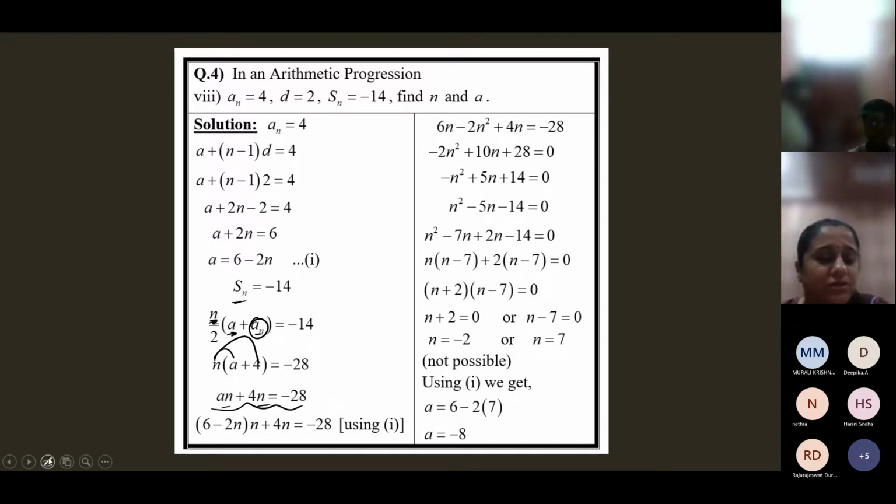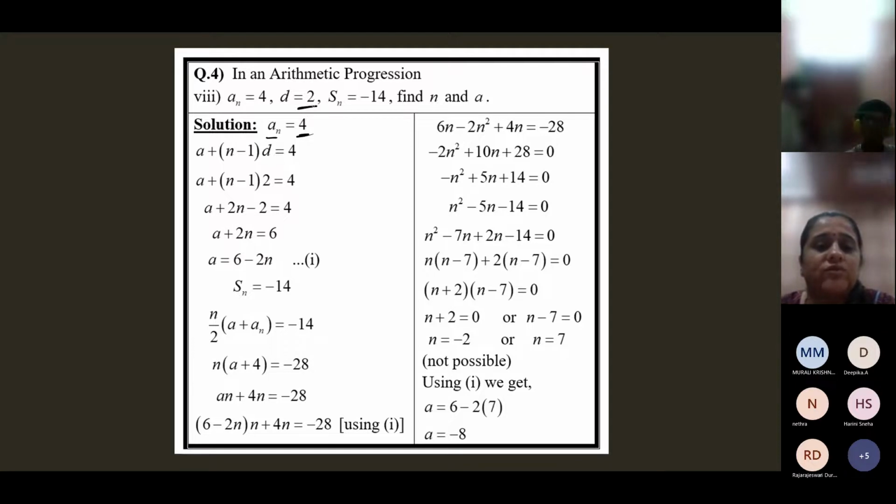Now take the other information. You cannot proceed with this because there are two unknowns. There is one equation with two unknowns. So you cannot work this and find the value of any of them. So take the other information. An is equal to 4. So when you work this, a plus n minus 1 into d is equal to 4.